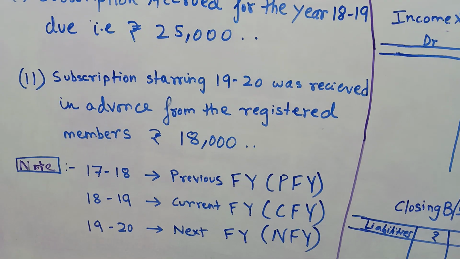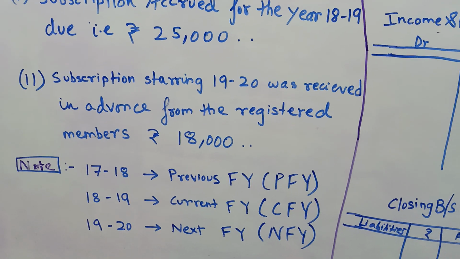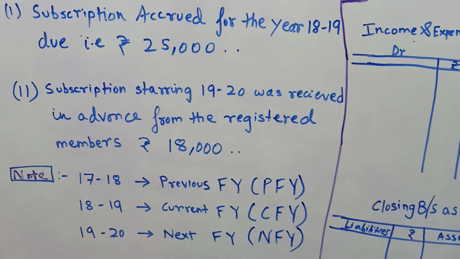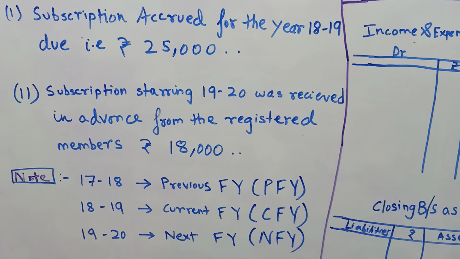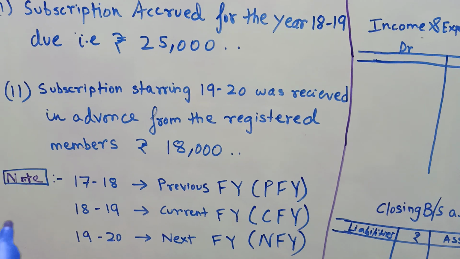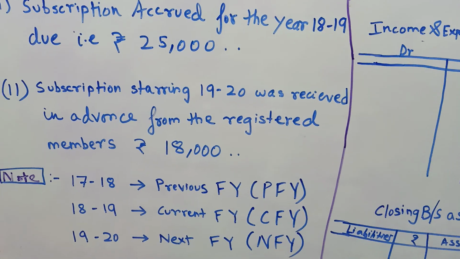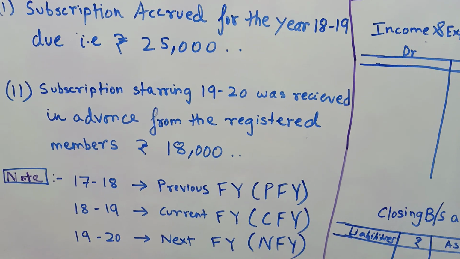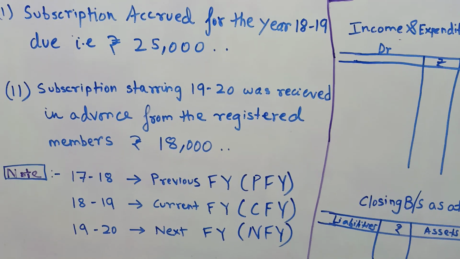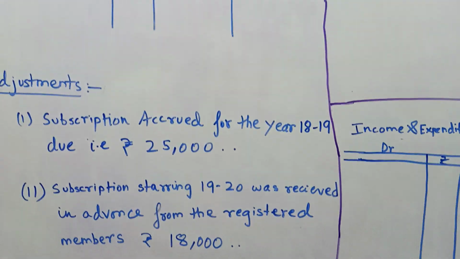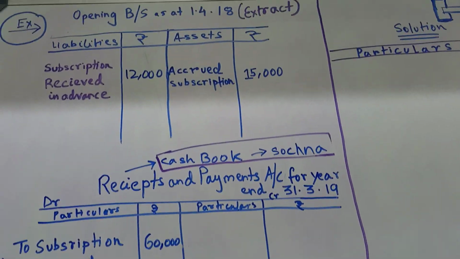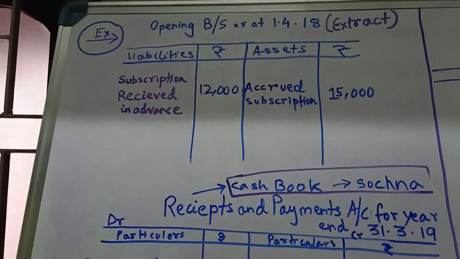The problem we are dealing with for this non-profit organization is related to 18-19. So we are doing a problem for this financial year 18-19. Hence 18-19 becomes our current financial year and our source for solving the problem. So now I think we shall begin to solve it.